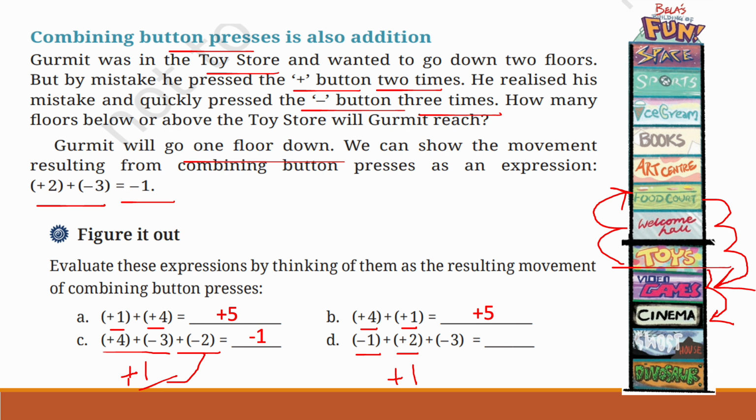Then combine this answer with the third number, plus 1 plus minus 3. Here the signs of the two numbers are different. So, you subtract the smaller number from the greater number. 3 minus 1 is 2. Then you put the sign of the greater number, that is negative. So, minus 2.